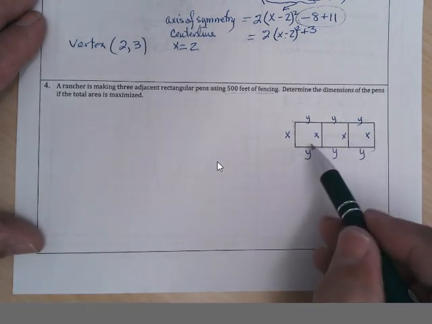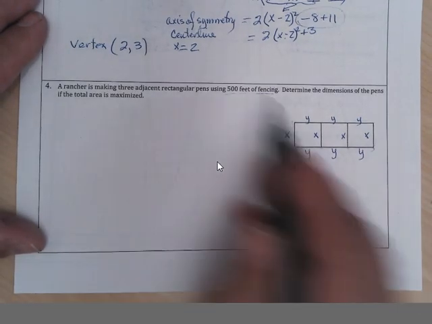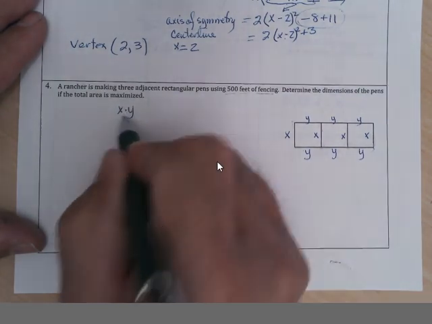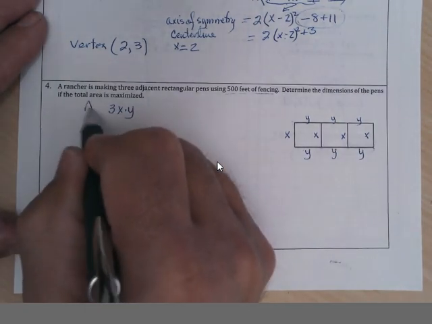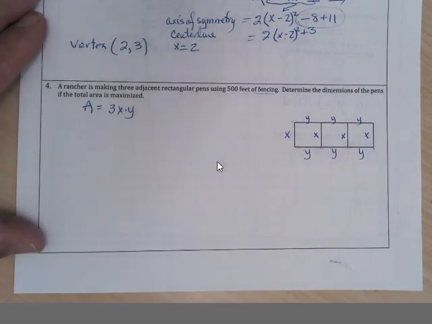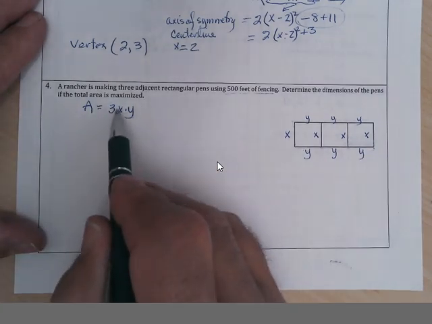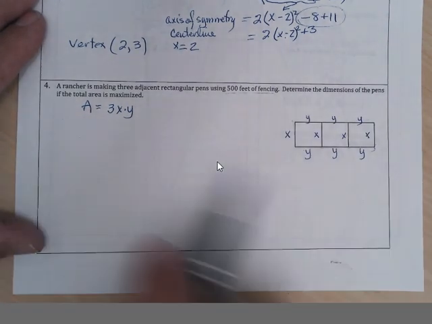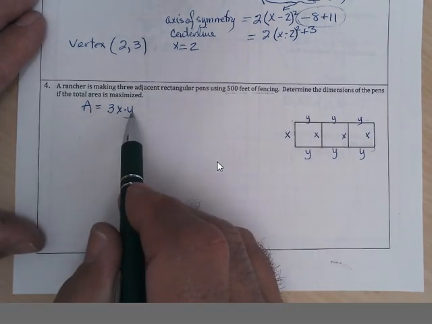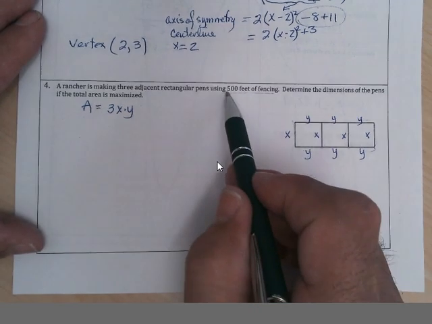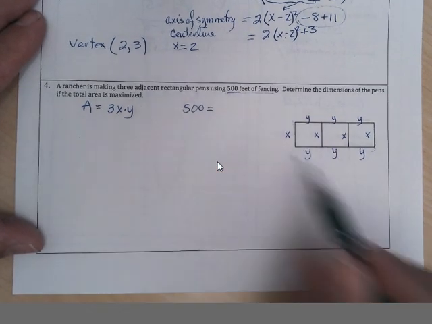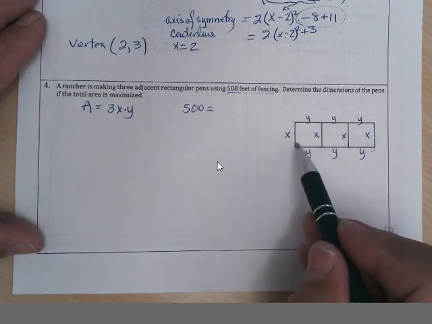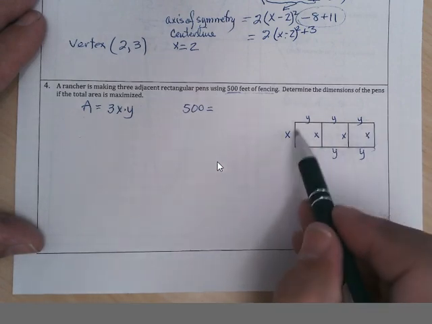So the area of one pen would be X times Y. And for all the pens, it would be 3 times that is the area. That's what I want to maximize. So I want to graph this, but if it's got 2 variables, we're not going to be able to do that. So we need to get it down using a constraint. And we're limited to 500 feet of fencing to do all of the pens. This side, and all of those.